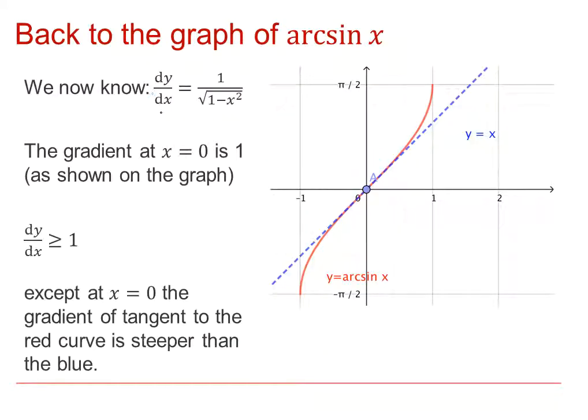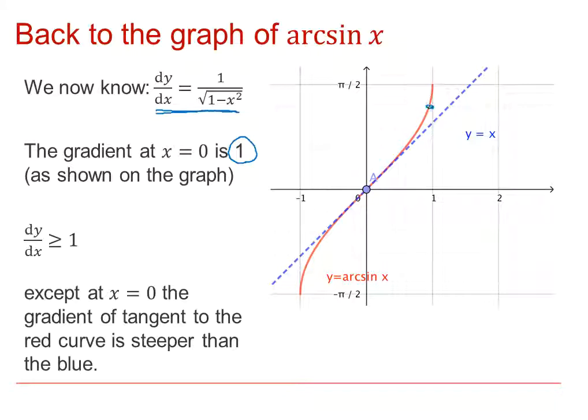So now we have the derivative dy by dx, we can just check one or two features in a bit more detail. For example, when x equals 0, this gradient becomes 1. So we know that the gradient at the origin is 1. And if we look at the diagram, the gradient at any point on this inverse function other than the origin will be steeper than 1.